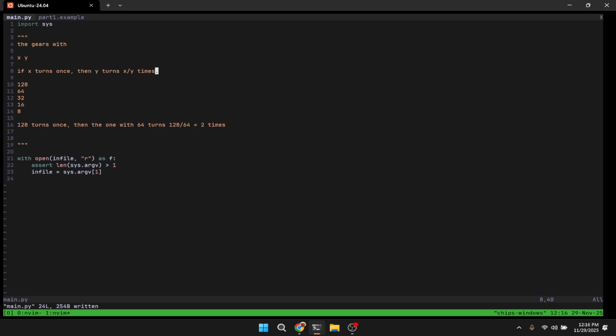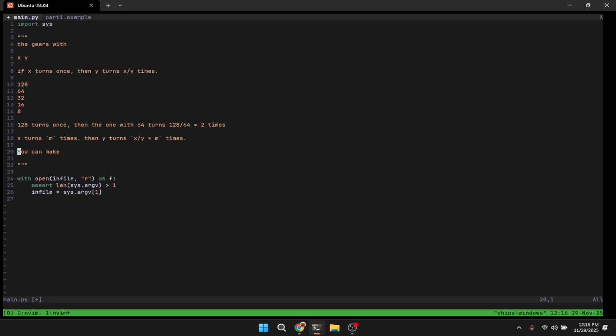So if you would actually like to make it make sense, you'd say x turns m times, then y turns x over y times m times. So you can make y times m equal to x times m, a multiple of y. This makes sense, right? You could do that, or you could just keep it as a fraction, right?